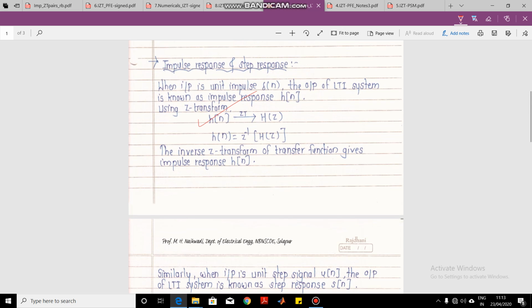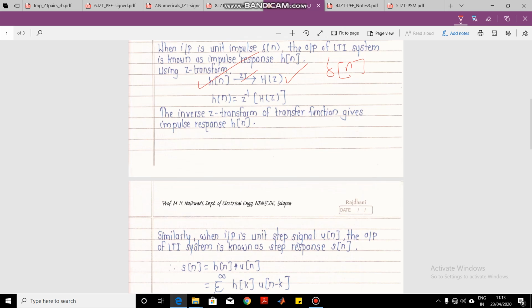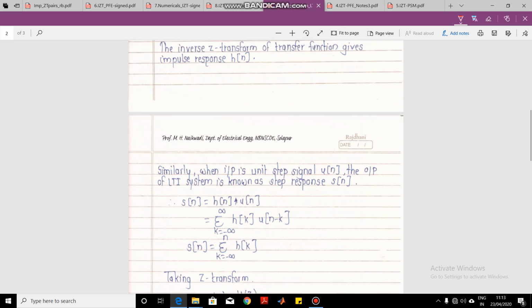Now, h of n is called the impulse response of the system, which is the response of the system for del of n as an input. When you give del of n as an input to an LTI system, whatever output we get is called the impulse response. If we take the Z transform of this impulse response, it is nothing but h of z. This h of z is the Z transform of the impulse response.